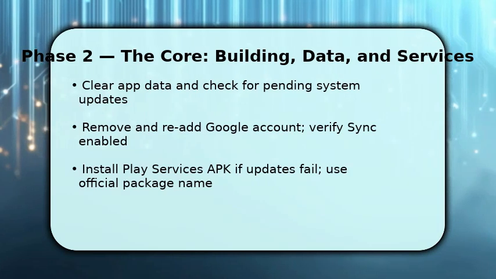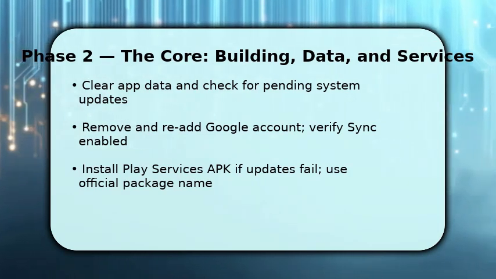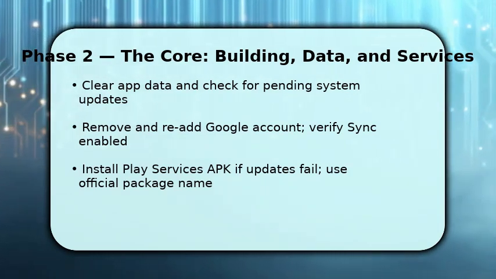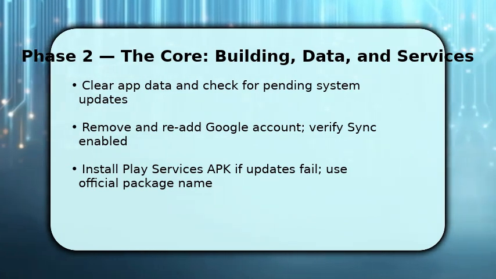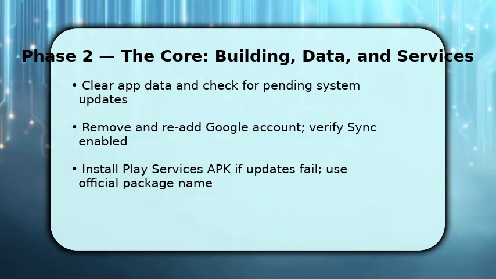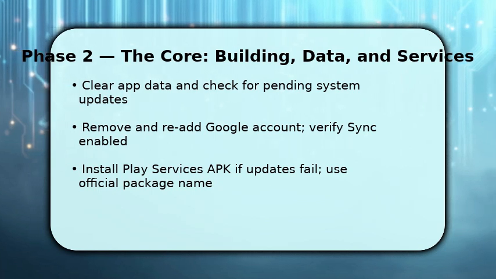Once done with cache and reboot, dig deeper. Clear app data for Play services if cache alone failed. This resets settings and can fix corrupt tokens. Make sure system updates are applied because API mismatches break services.